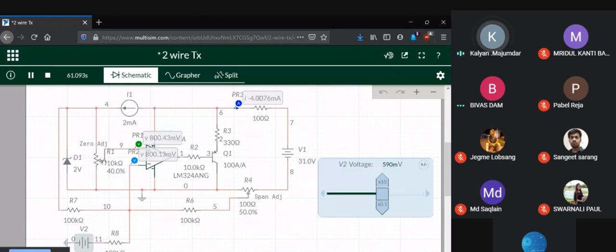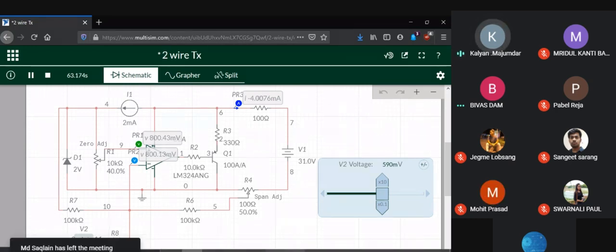4 milliamperes corresponding to 590 millivolts. Again, the output was 4 milliamperes corresponding to an input of 0 millivolts. So again, 0 millivolt was 4 milliamperes. Now 590 millivolts input results in 4 milliamperes output. So what has happened is your lower range value, your 0% of the measurement range, has shifted. It was earlier 0 millivolts. Now it has become 590 millivolts.